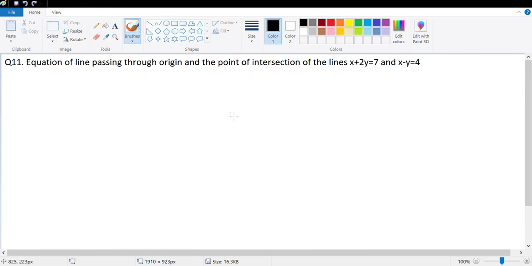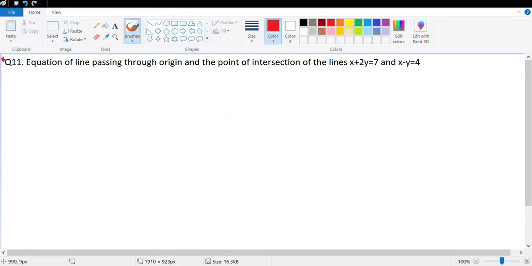The next question that we do is question number 11. So for question 11, you can put a small star on that question. A very interesting question. Question number 11 says, find the equation of a line passing through the origin and the point of intersection of these two lines.